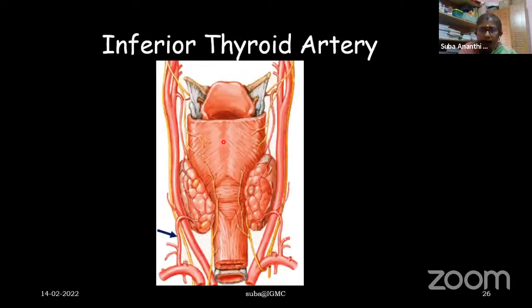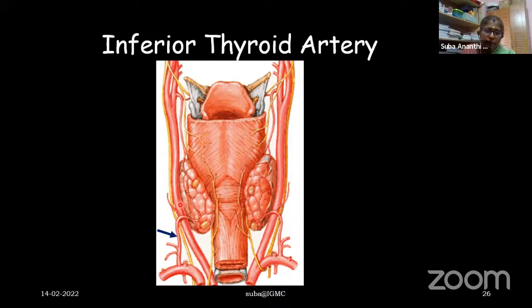Coming to the second branch, that is the inferior thyroid artery. The inferior thyroid artery is a branch arising from the thyrocervical trunk. You can see here, this is the thyrocervical trunk, which arises from the subclavian artery. The first part of the subclavian artery gives the thyrocervical trunk, and the thyrocervical trunk gives this inferior thyroid artery. This view is the posterior aspect. You are viewing the thyroid gland from behind.